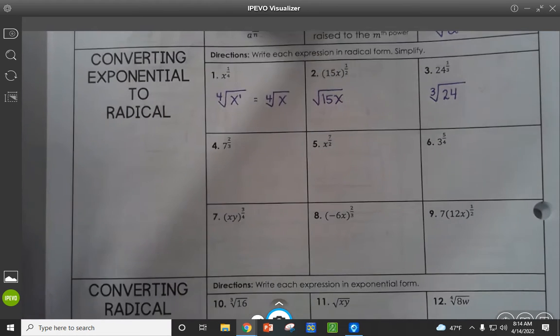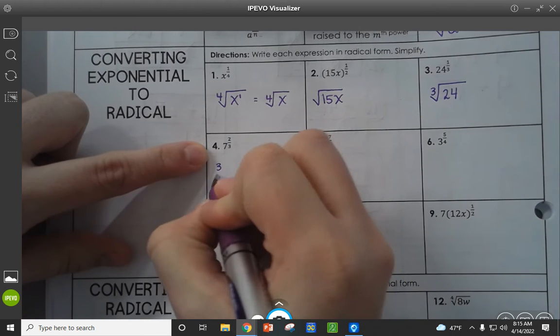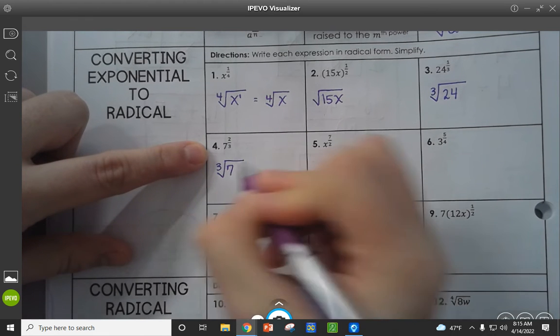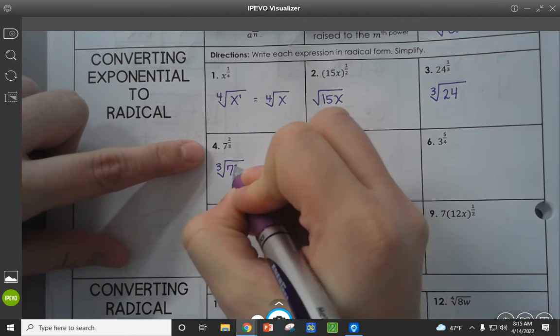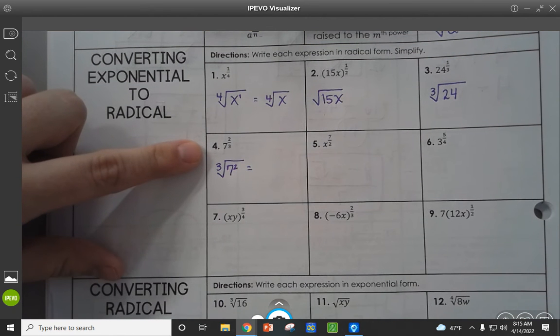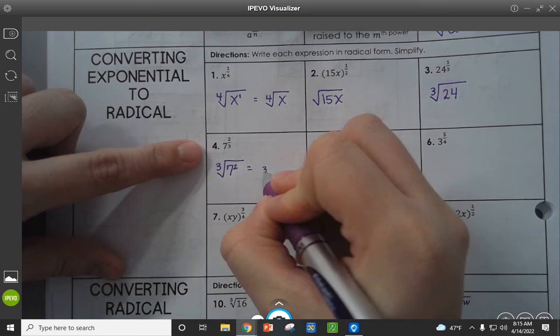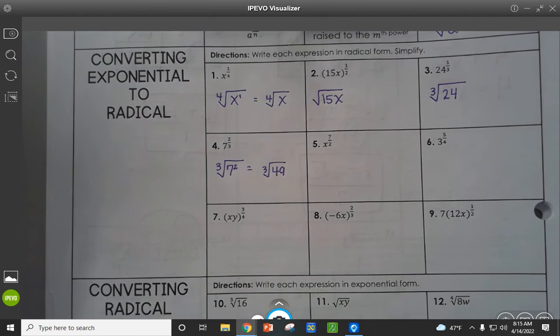So number 4, I have the cubed root again of 7. What is the exponent with the 7? 2. And if you can simplify these, go ahead and do that. Do we know what 7 squared is? 49. So this is really the cubed root of 49.